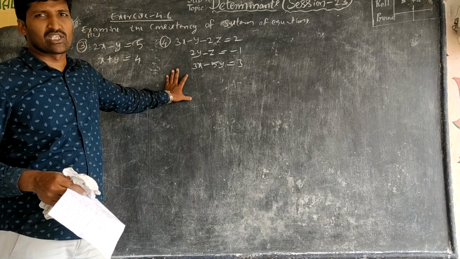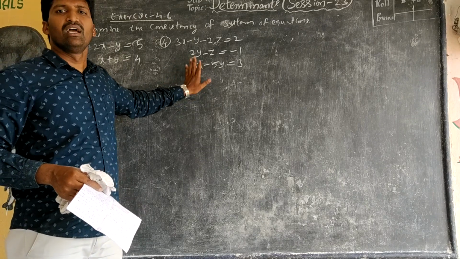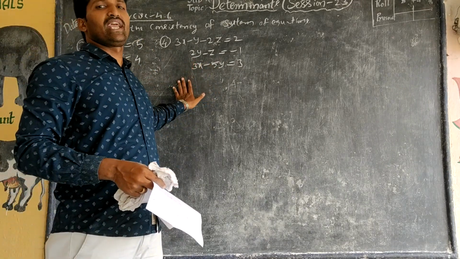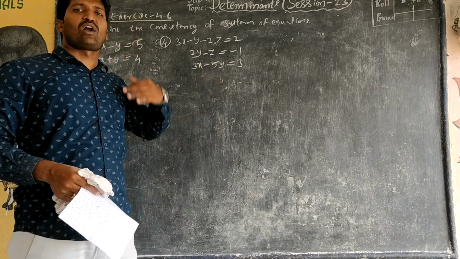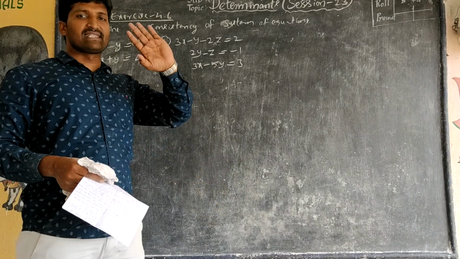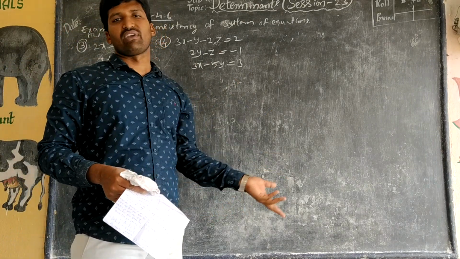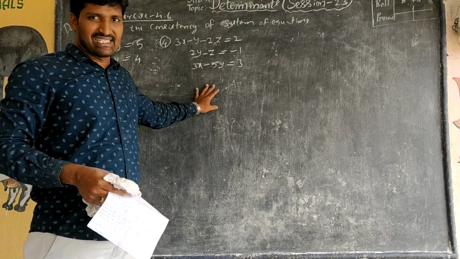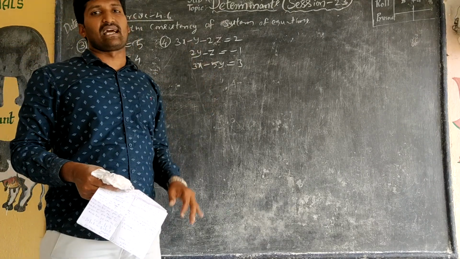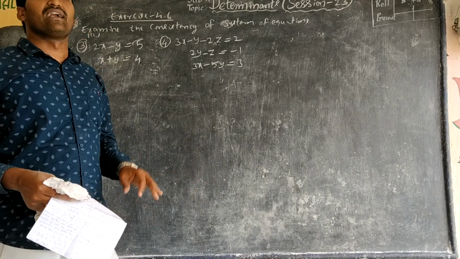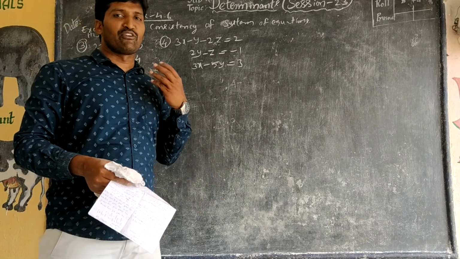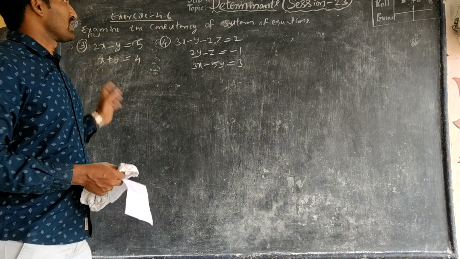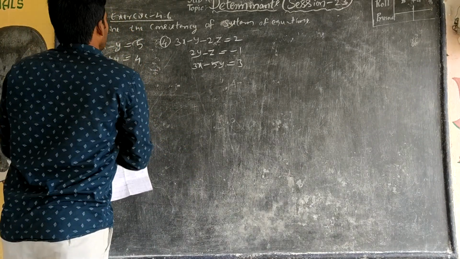If it is not equal to 0, directly it is consistent and has a unique solution. Otherwise, we need to find the adjoint A into B matrix. If that is not equal to the null matrix, the system is inconsistent and does not have any solution. If adjoint A into B matrix is the null matrix, then the system is either consistent or inconsistent, and according to that the solution is infinitely many solutions or no solution. That statement we need to write. You try these questions.